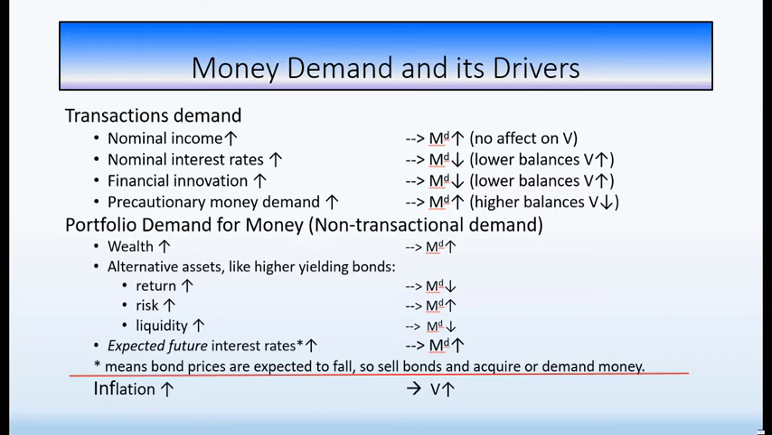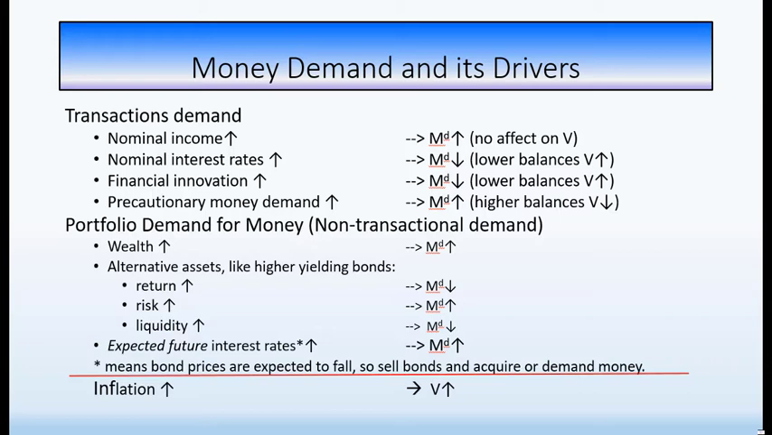But the point is, let's go back to the slide here. Precautionary money demand goes up. We naturally would hold more money, and our velocity of money, the transactions we're going to do with those higher balances, is going to slow down. Now, let's look at non-transactional demand. By the way, you see that transactional demand and velocity are deeply connected here, right? But when we get to non-transactional demand, it makes sense that there is no V's here. There is no velocity impact. At least that's what we're assuming.